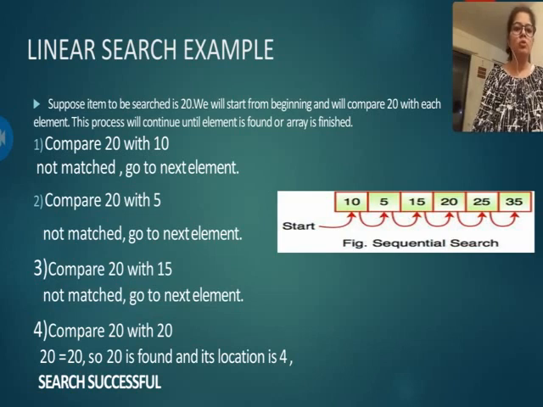20 is equal to 20. So we found the element at location 4. So the result of the algorithm is search is successful and the location is 4 because we found the element at the 4th location.